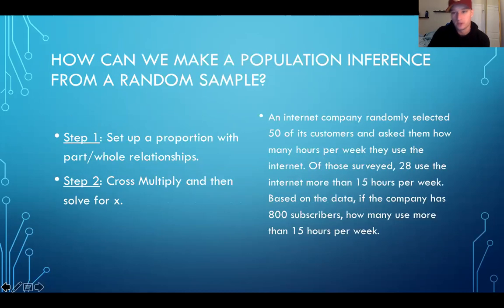So next, we're going to work on some problems of random sampling. How can we make population inferences from a random sample? I've set up a problem on the right, and I've provided the steps on how to solve it. You could do this either through a proportion or a percent, but I'm going to start with a proportion and a part-whole relationship just because I find it easier. They're both equally easy, but I'll teach them both and see what students prefer.